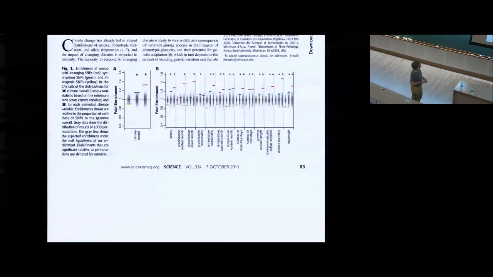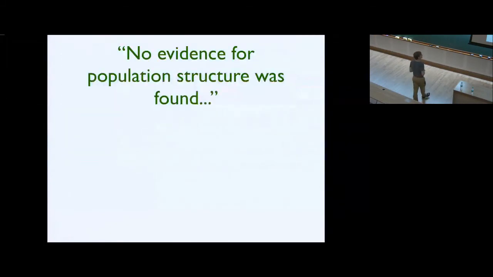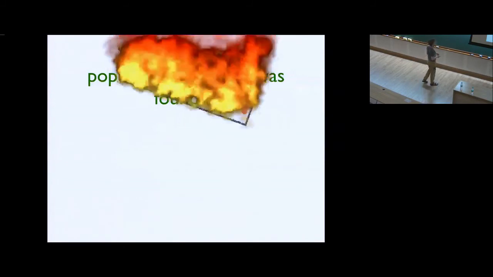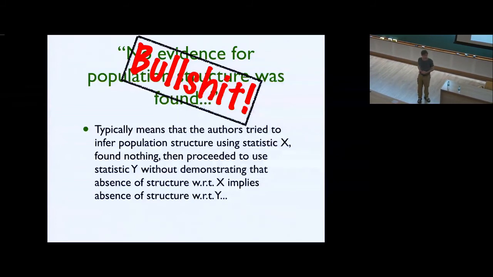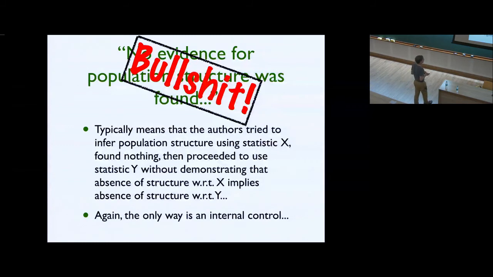Okay, so here's another statement you read: no evidence of population structure was found. Don't believe that either. Something I see a lot is that authors try to infer populations using some statistic which has little power. They find nothing and then proceed to use some other statistic without demonstrating that absence of structure with respect to this implies absence of structure with respect to that, right? Something can be in Hardy-Weinberg, for instance, which is incredibly robust. Almost everything is in Hardy-Weinberg. That doesn't mean that the coalescent is going to behave neutrally and so on and so forth. Again, that's what you have to do.